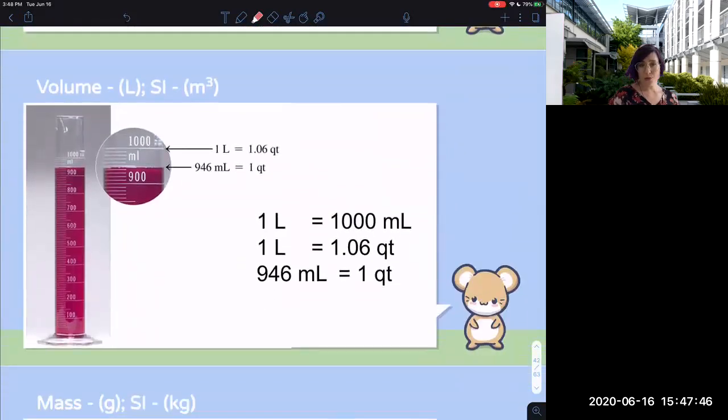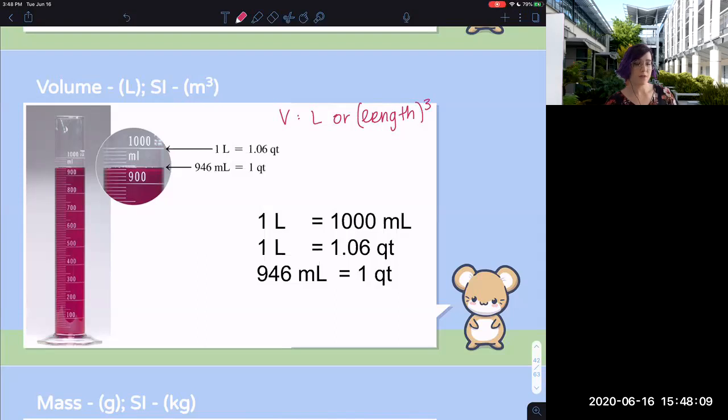Next up is volume. Liters are the metric system, or you can have any cubic feet. So volume is either a liter or some kind of version of a liter, like milliliter, nanoliter, or some kind of length cubed. So volume is space, right?